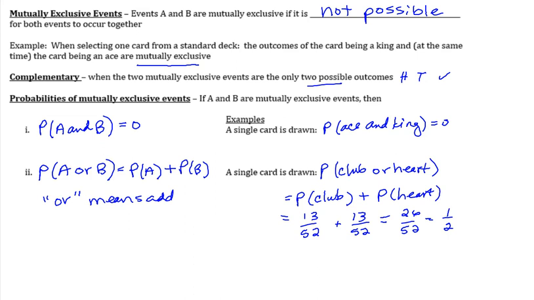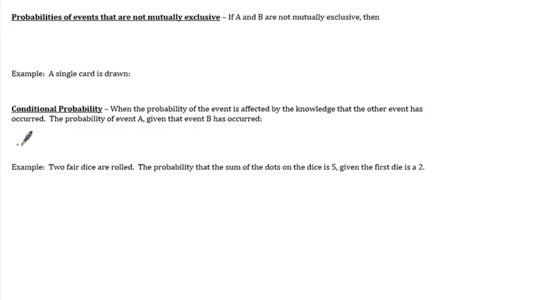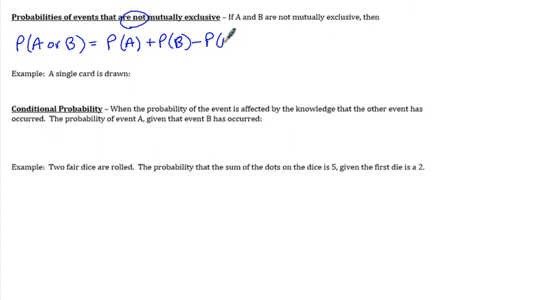Now, what if you've got events that are not mutually exclusive? Probabilities of events that are not mutually exclusive. To calculate the probability of A or B happening, you have to find the probability of A plus the probability of B, but there's a chance that they can both happen, because they're not mutually exclusive. You could have A and B. So we take the probability of A plus the probability of B and subtract out the probability of them both happening, A and B.